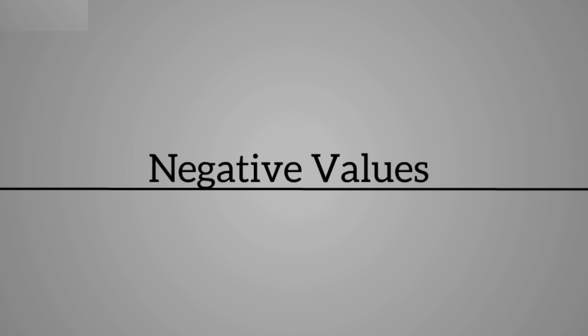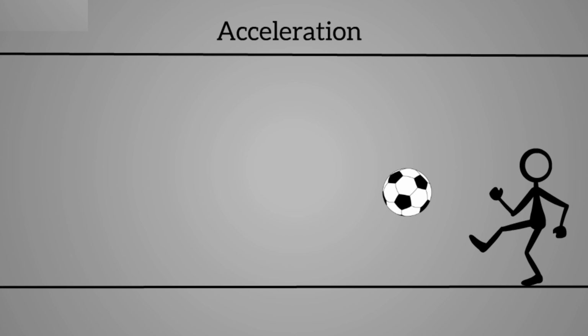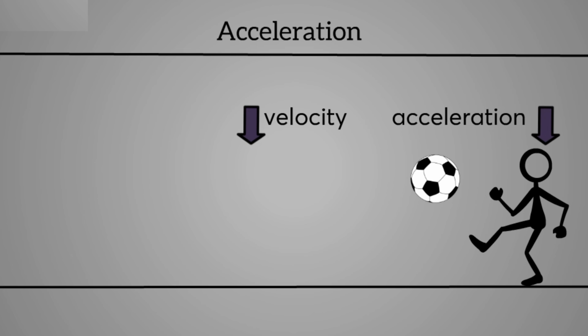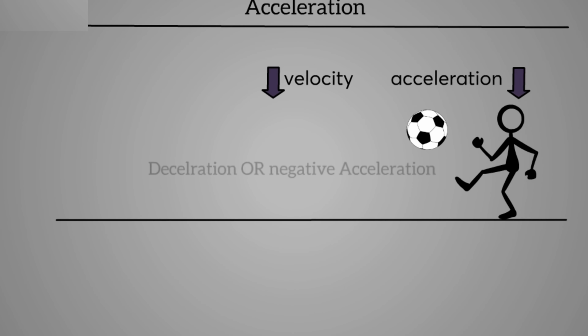In the world of physics, we often deal with quantities that can take on positive or negative values. Take acceleration, for example. When an object speeds up, we call it positive acceleration. But what happens when it slows down? That's right, it's negative acceleration or deceleration.